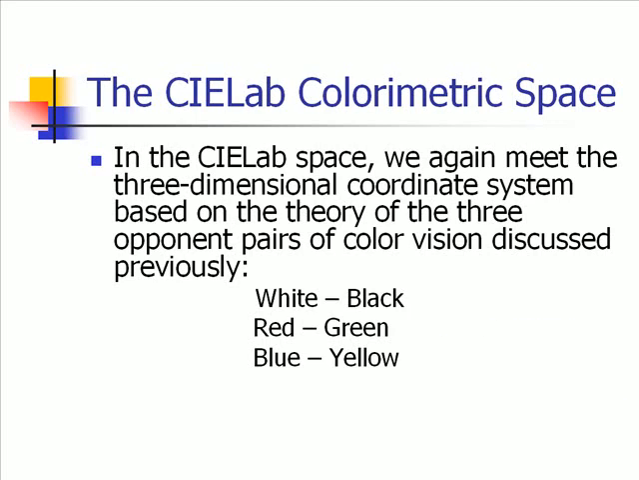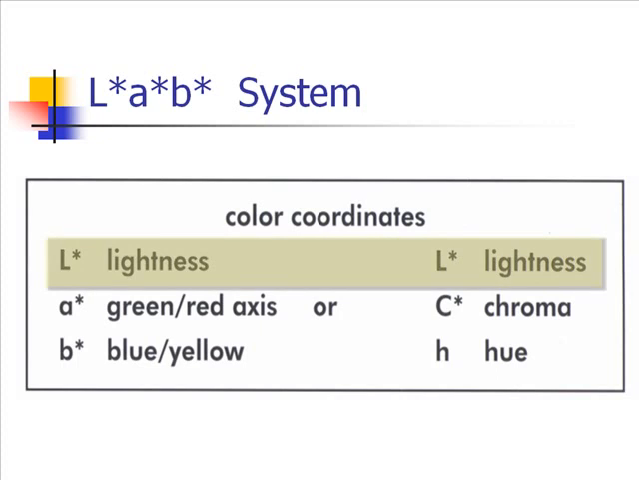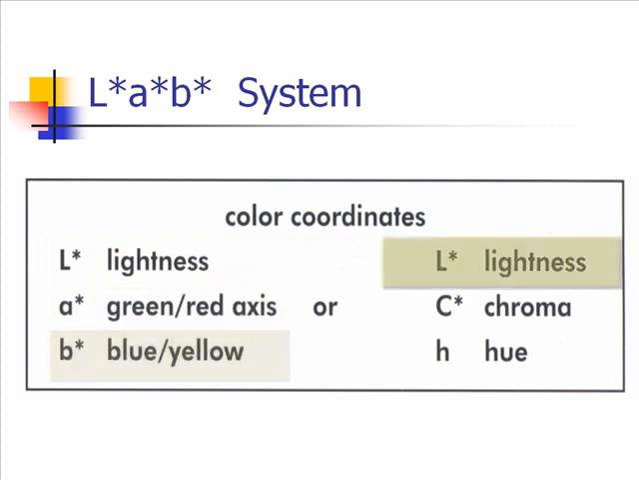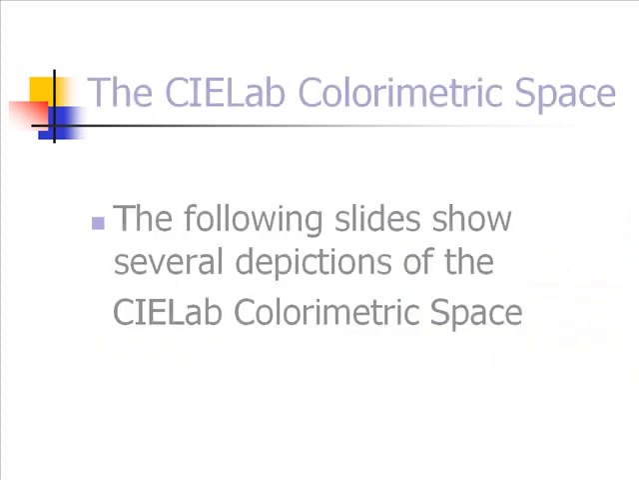L star means lightness, and we can use two different systems on the same grid, LAB and LCH. L in both systems refers to lightness. A is the red-green axis, B is the blue-yellow axis, or we can say L is lightness, C is chroma, and H is hue. And we can superimpose those values, or those numbers, on our three-dimensional coordinate system. The following slide will show several depictions of the CIELAB color space. So we can show it a couple of different ways.